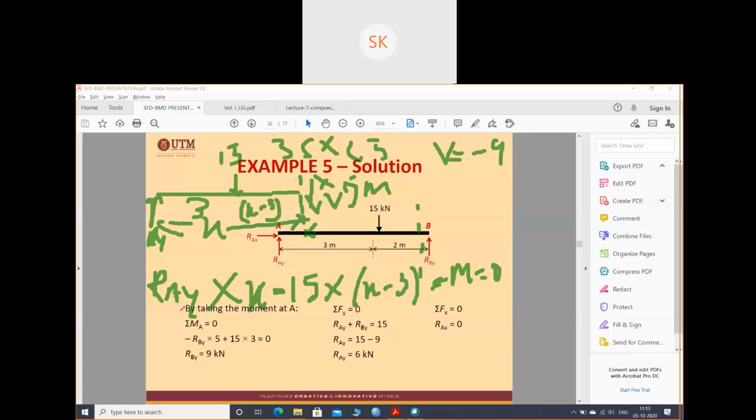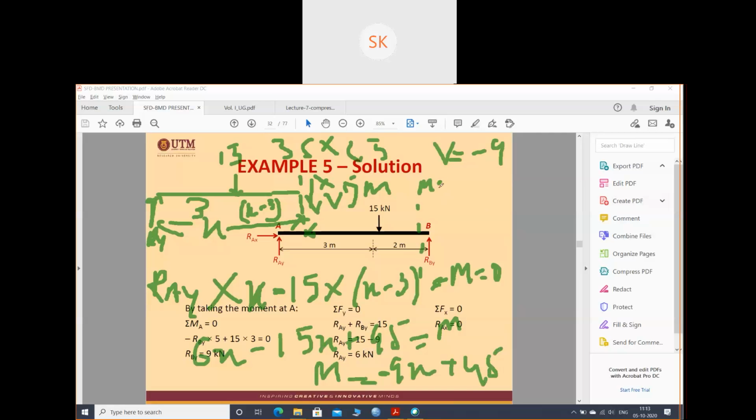Now if I take that moment, RA is 6, so I'll get 6x minus 15 into x, 15x, minus minus plus 15 into 3, 45, equals M. So my M is 6x minus 15x, which is minus 9x, because 15 is bigger, plus 45, right? So my moment equation is 45 minus 9x.